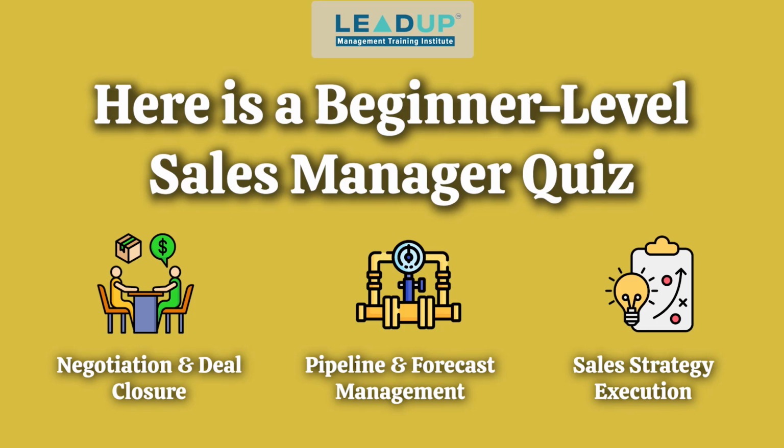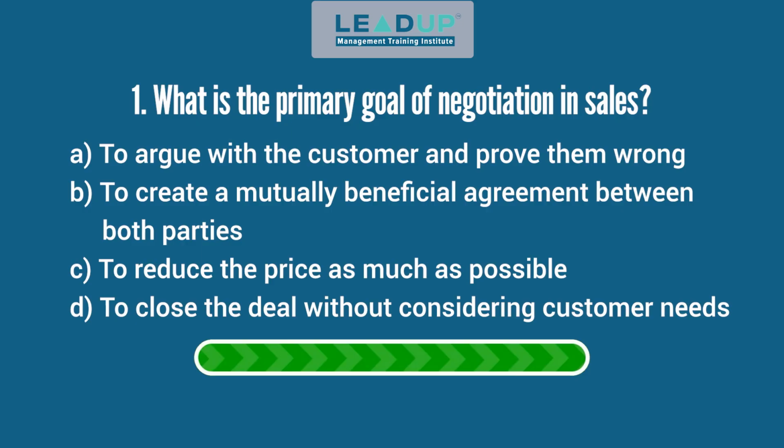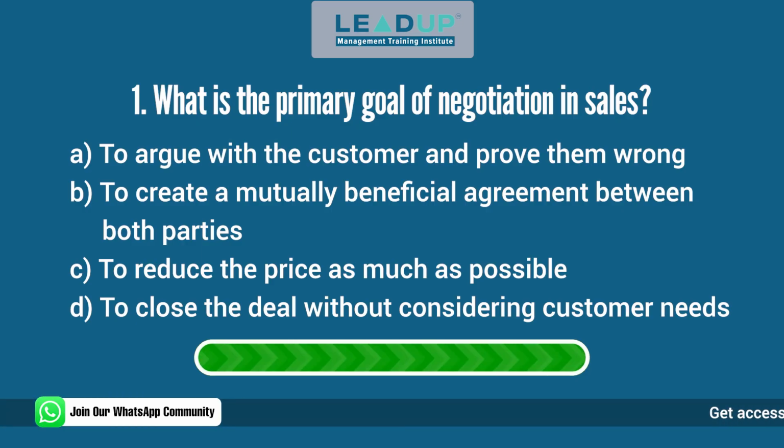Here is a beginner-level sales manager quiz that covers negotiation and deal closure, pipeline and forecast management, and sales strategy execution. Let's go. Question 1. What is the primary goal of negotiation in sales?